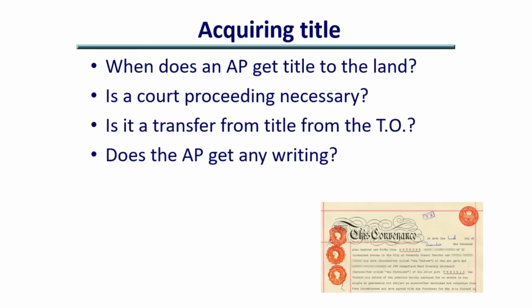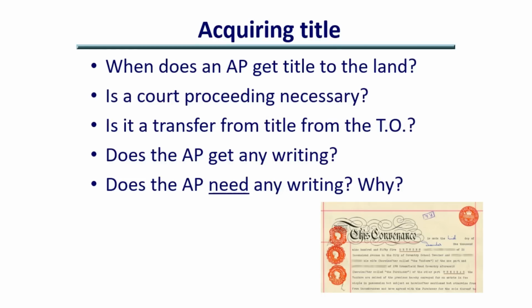Does the adverse possessor get any writing to reflect this acquisition of ownership? The answer is that generally they don't. In fact, there is no automatic way to create a writing showing that they are a successful adverse possessor. As I sometimes like to put it, when you complete your adverse possession, the adverse possession fairy doesn't fly through the window and drop a deed in your lap. You own the land, but you don't have any writing to evidence your ownership.